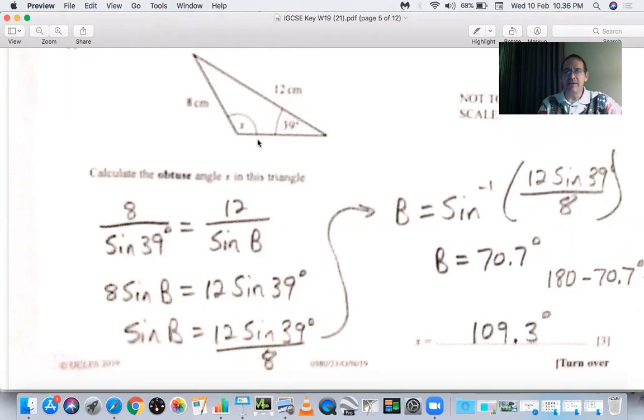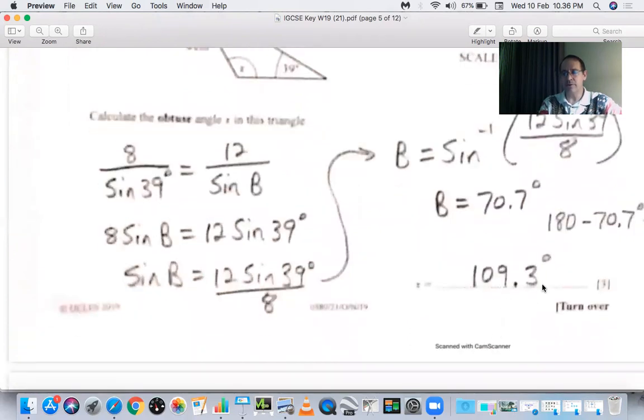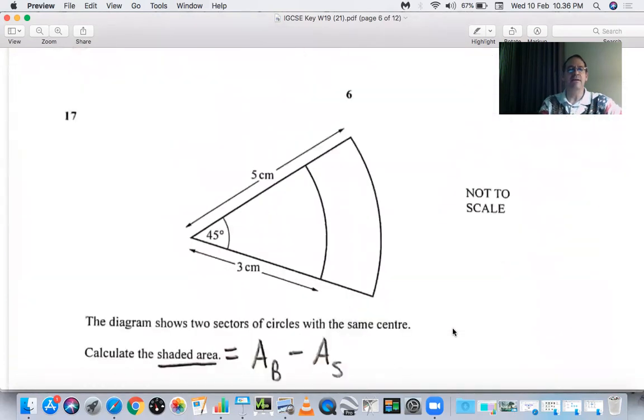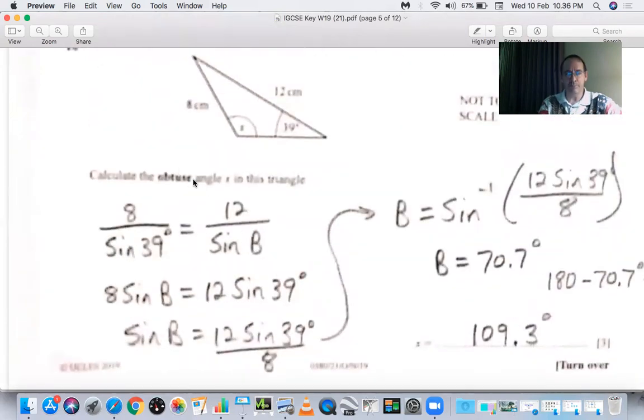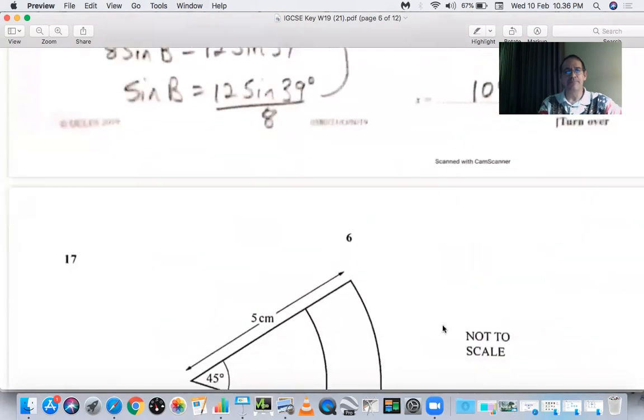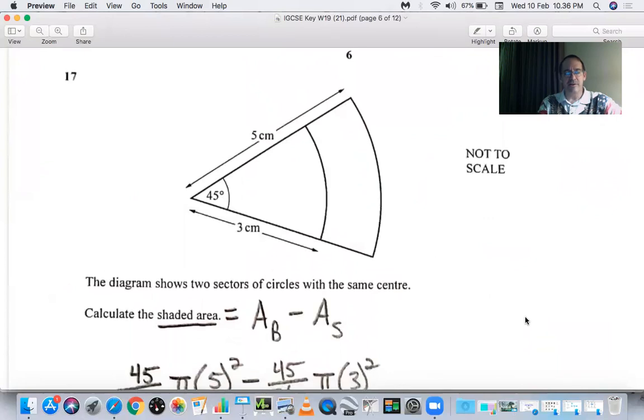Remember, sine is positive in both the first and second quadrants. So your 70.7 would be the first quadrant answer, which is why your calculator gave you this. Your second quadrant answer, which is the other quadrant that sine is positive in, would be 180 minus that, which is 109.3 degrees. So notice the obtuse was in bold to help you remember that when you get this acute angle.